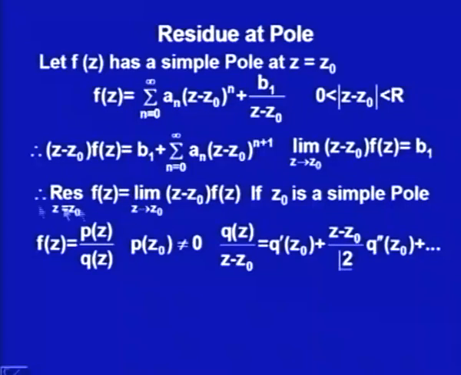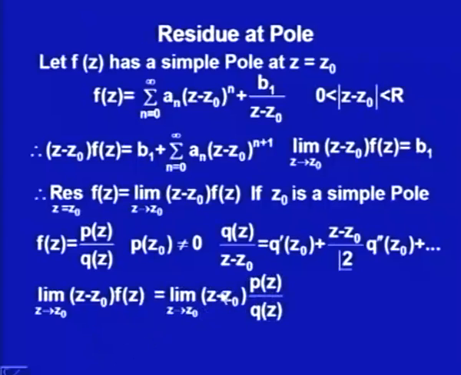Now, use this same result, that the residue at z is equal to z naught of f z is the limit as z approaches z naught of z minus z naught into f z. f z is here p z upon q z. So, if I am writing z minus z naught times p z upon q z, it is simply p z upon q z upon z minus z naught, and q z upon z minus z naught is q dash z naught and so on. Now, if I take the limit as z approaches z naught, p z also you could write as a Taylor's expansion, because z naught is not a 0 of p, so p z naught would not be 0.